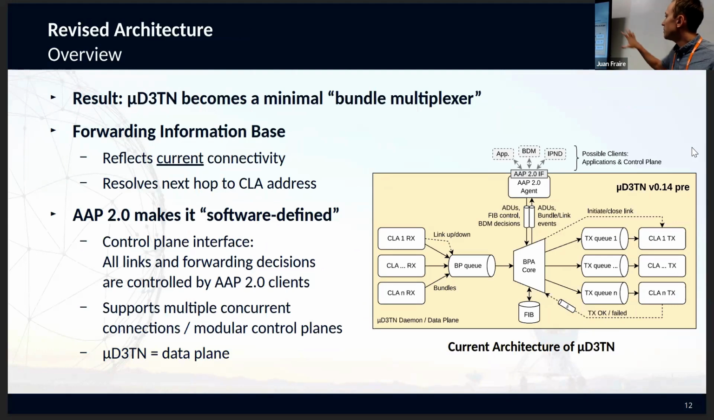Just before I run out of time, a brief view of the overall architecture that results from that. Basically, µD3TN in the end is just a basic bundle multiplexer, you could say. It receives bundles from CLAs through a queue and then just decides where to forward them. This could be storage, this could be another node that is directly connected, or of course the bundle could be dropped as well. And the interface that we have on top, with our bundle protocol, with our bundle dispatch modules, makes it basically software defined.